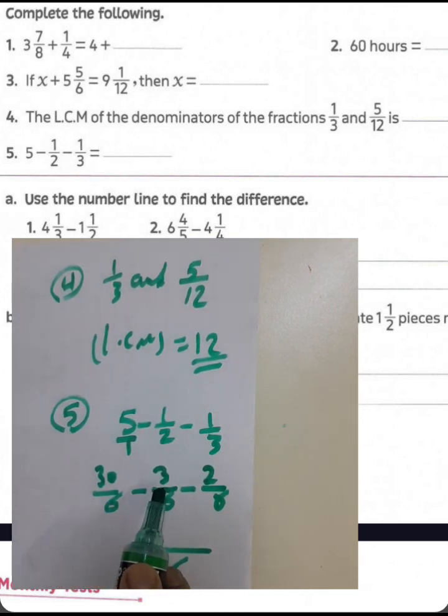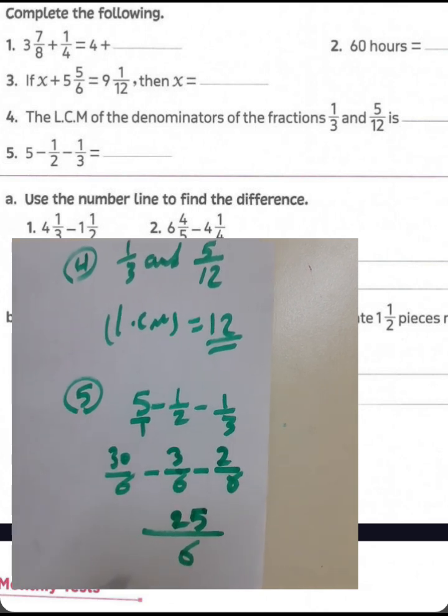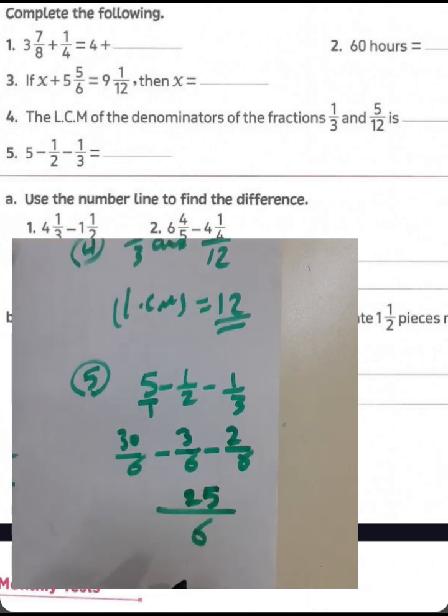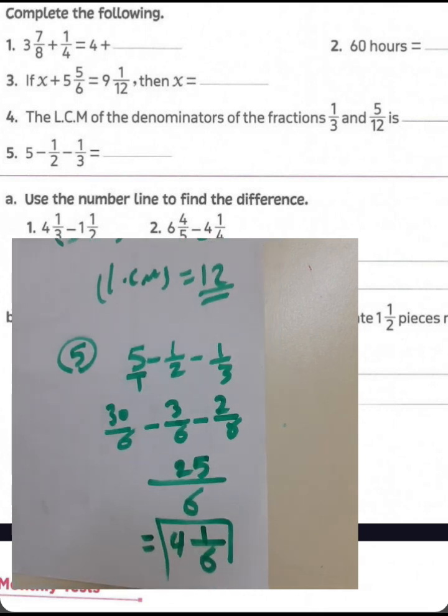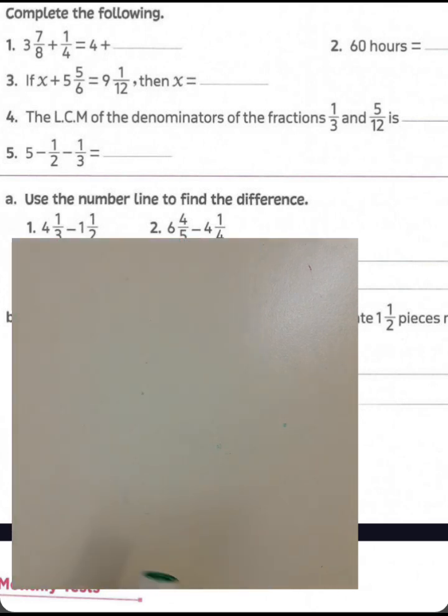30 minus 3 will be 27. 27 minus 2 will be 25. Then the result will be 25 over 6. You can convert this number from an improper fraction to a mixed number because the numerator is greater than the denominator. Write 6 here, and 6 times 4 equals 24, and the remainder 1. Then the result will be 4 and 1 over 6. Okay, it was question number 5.